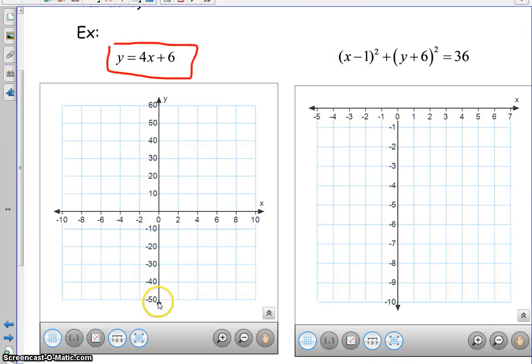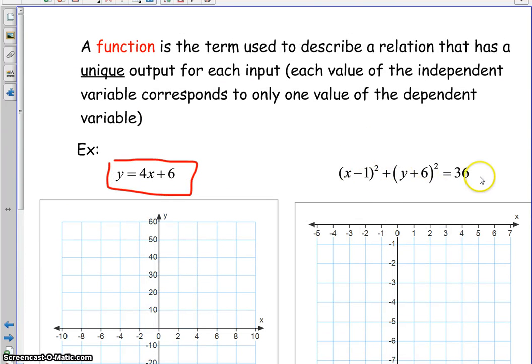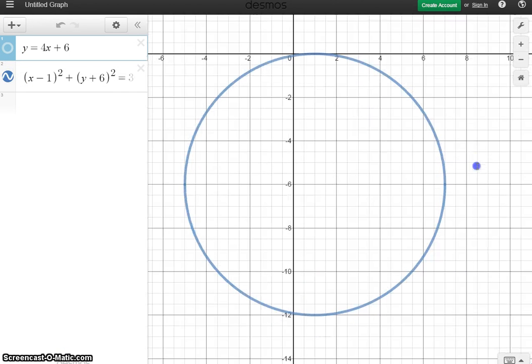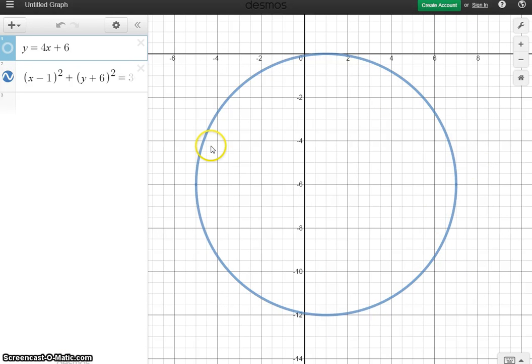But then you have relations such as this one over here. This is the equation of a circle. So this is (x minus 1) squared plus (y plus 6) squared equals 36. Let's take a look at that graph on Desmos. All of a sudden you'll see that there are many spots, but let's say I take x equals -4. When x equals -4, there are two different y values on this graph. One down here and one further on down here. And there are multiple spots where that happens.